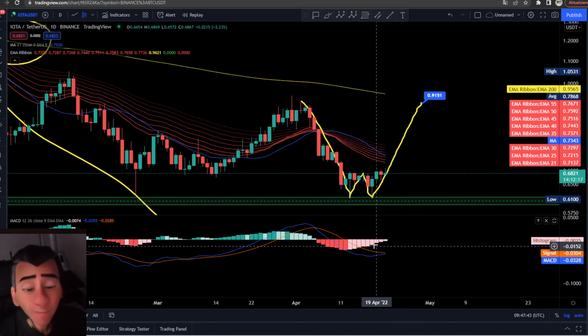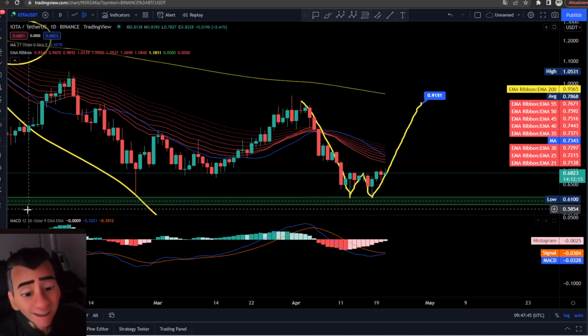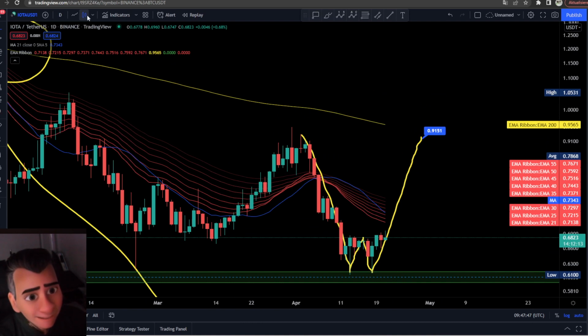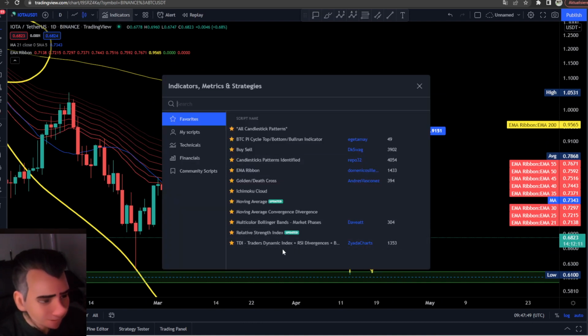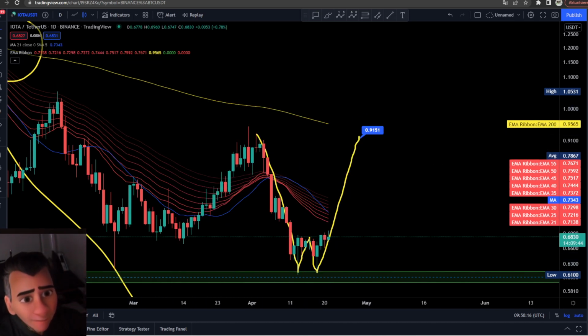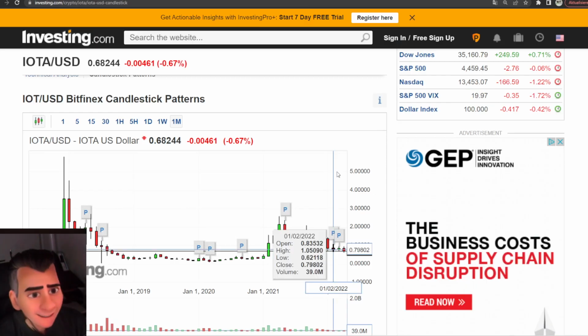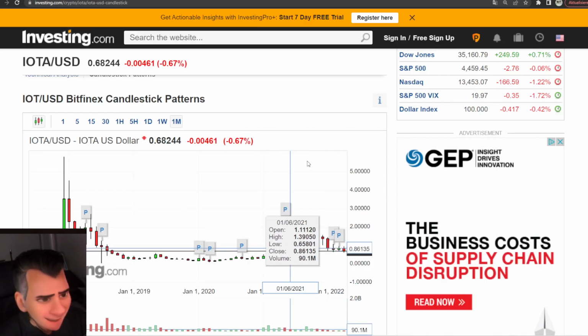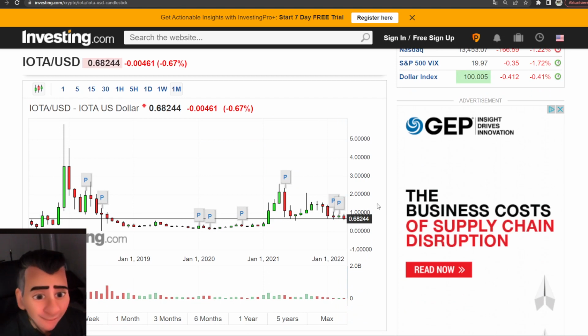This would be bullish stuff, guys. Really bullish stuff. Nice. We would like to see this. So let me see something else here. Okay, guys, let me check where it is. Here it is, IOTA, candlestick patterns. And that's also really important.